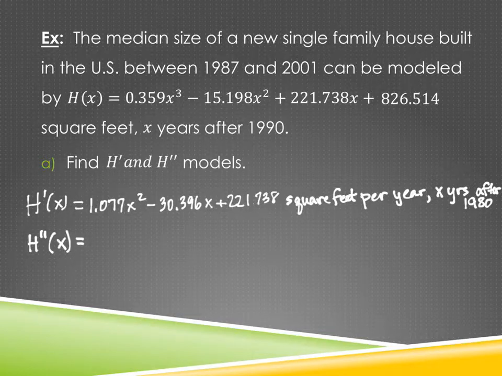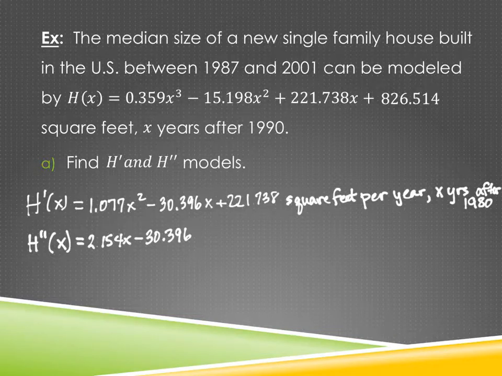Now I need a second derivative. So what is the derivative of 1.077x squared? 2.154x. Okay, and the derivative of 30.396x? 30.396. And then the derivative of 221.738? 0. Cool. And I've got the first 2 parts done, the name and the equation.